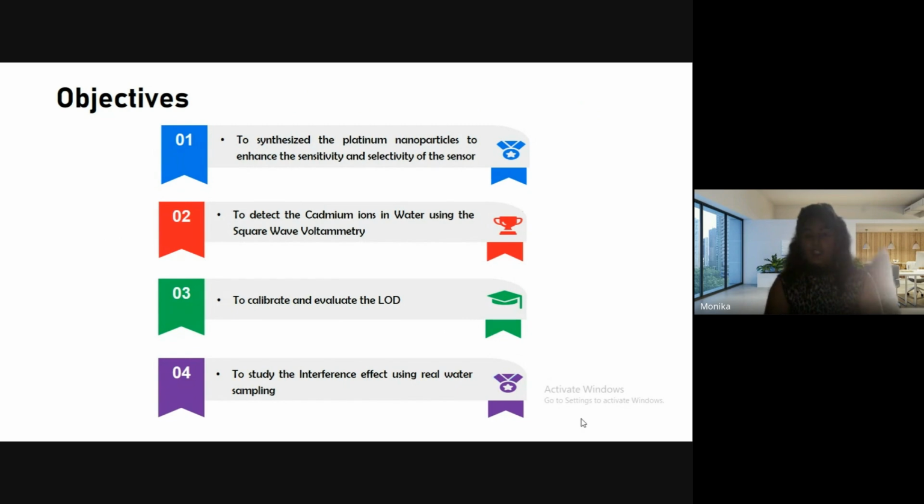These are the objectives of my recent research: to synthesize the platinum nanoparticles to enhance the sensitivity and selectivity of the sensor, then to detect the cadmium ions in water using square wave voltammetry, then to calibrate and evaluate the limit of detection, and then to study the interference effect using real water samples or foreign ions.